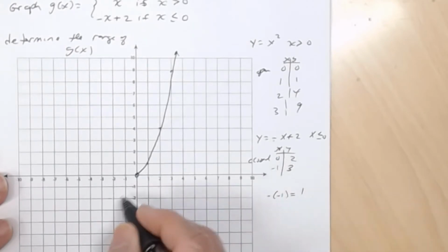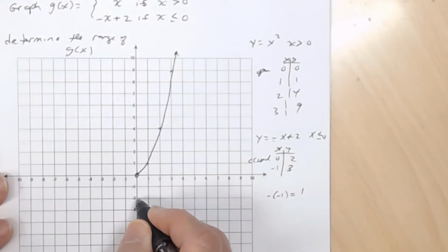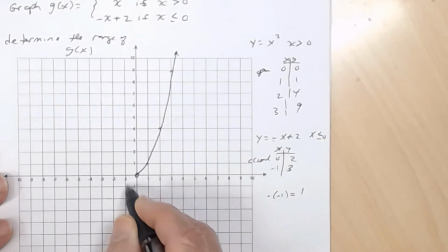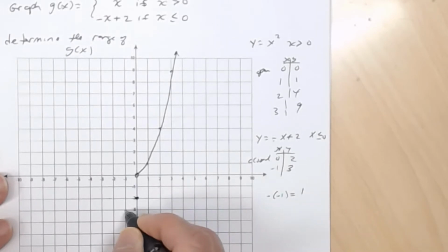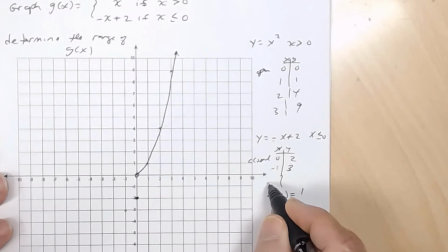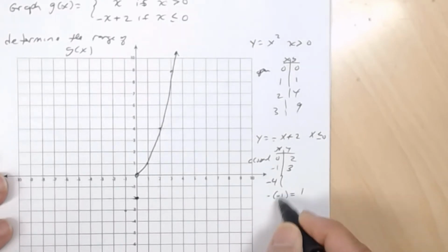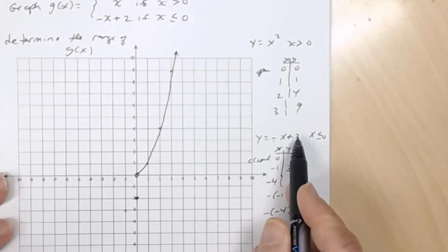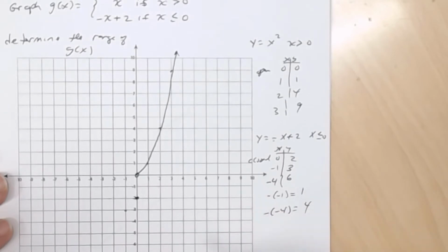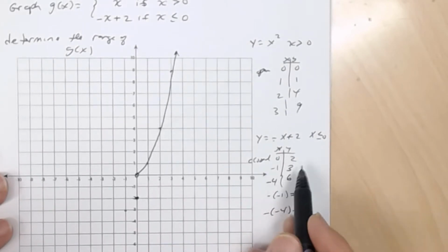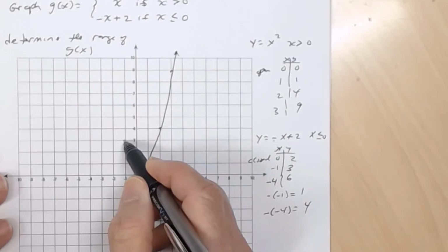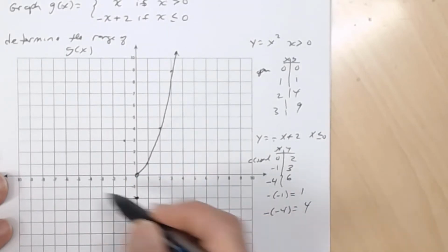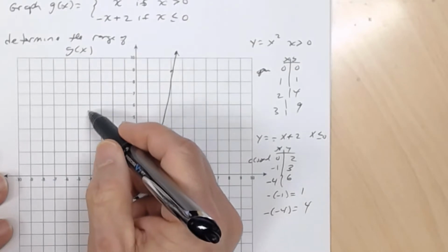Oh, I forgot to put 0, 2. 0, 2 is right here. That's going to be closed. Negative 1, 3 is here. And let's do one more. If x is, let's say, negative 4, this means the opposite of negative 4. What is the opposite of negative 4? 4. And what's 4 plus 2? 6. So, I'm sorry, I put this wrong. Where should negative 1, 3 be? Right here, right? Okay. And then negative 4, 6 is right here.